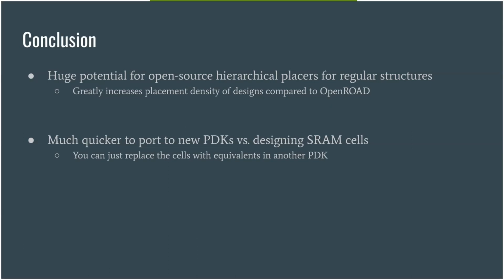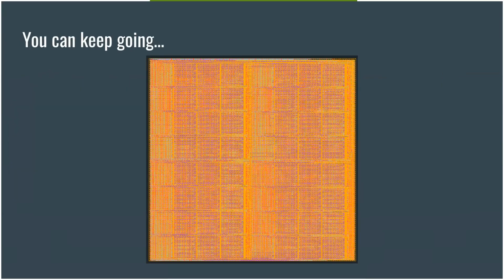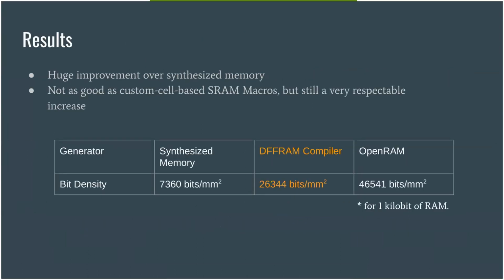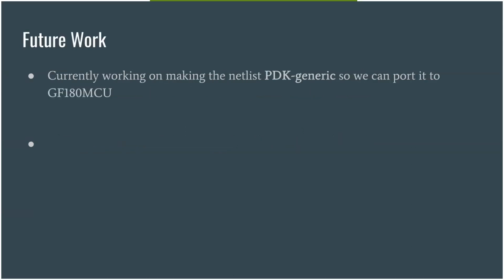And it's much quicker to port to new PDKs versus designing custom SRAM cells. You have these cells here, they're Sky130 cells, but there's really nothing stopping you from replacing them with GF180 cells or Sky90 cells. I guess that's announced now, but it's not coming out for a while. So you can just replace the cells with equivalents in another PDK, and there's nothing stopping DFFRAM from theoretically working. We're currently working on making the netlist PDK generic so we can port to GF180MCU, and we are also working on designing ALUs, designing the ALU to work similarly.